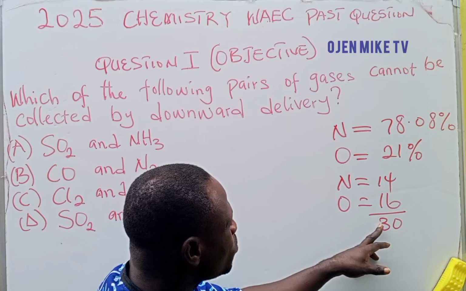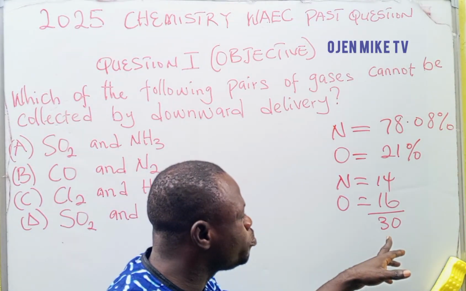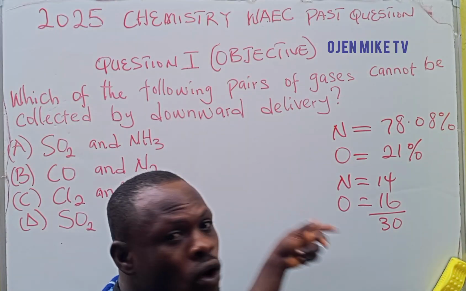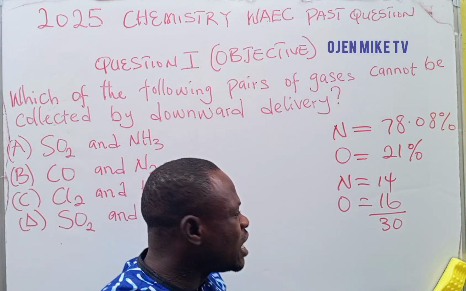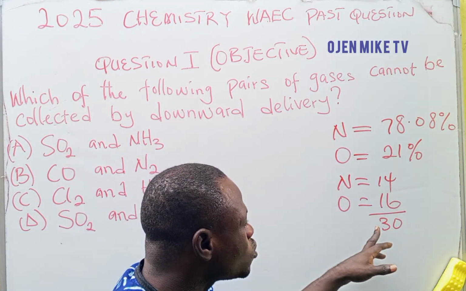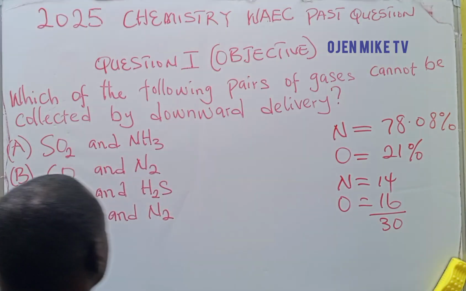Any gas that has a relative molecular mass that is more than 30 can be collected by downward delivery, while any gas whose relative molecular mass is not up to 30 can be collected using upward delivery. Now let's go back to our question.